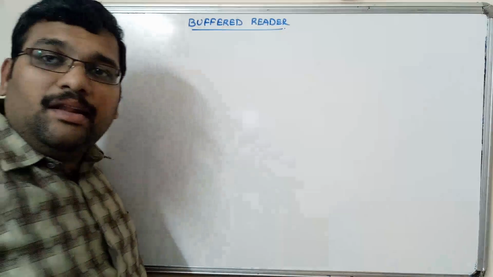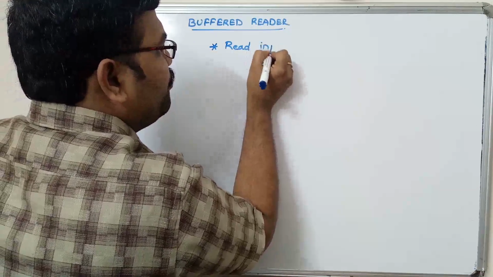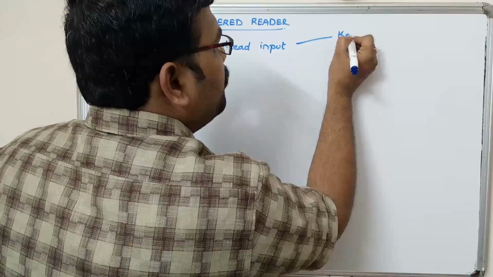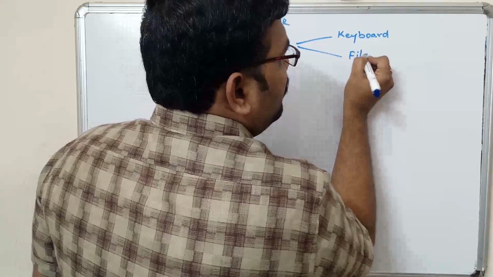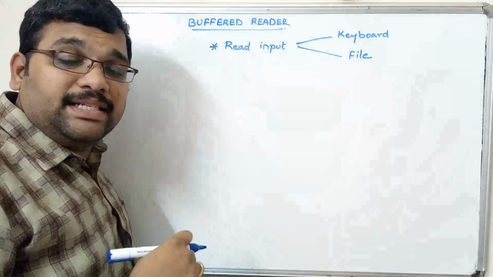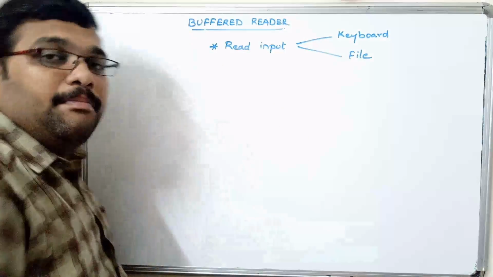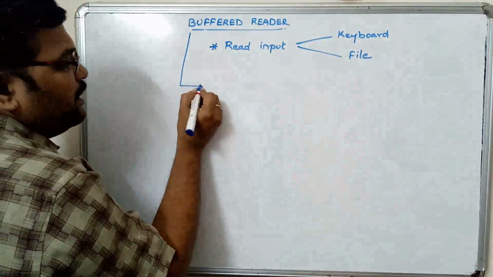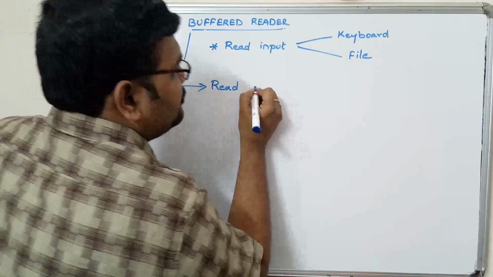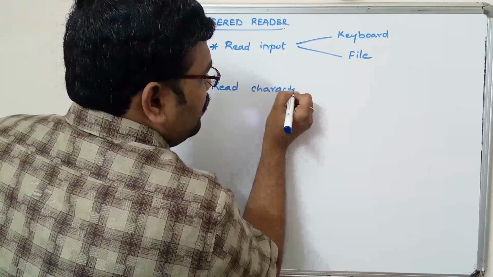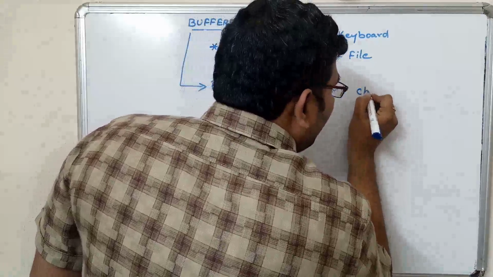So here, with this BufferedReader, we can read input either from a keyboard or by using a file. That means we need a file with some data, and from that file we can directly access the data by using this BufferedReader. This BufferedReader is used to read the characters from the character input stream.